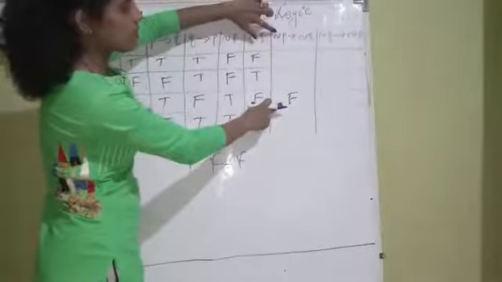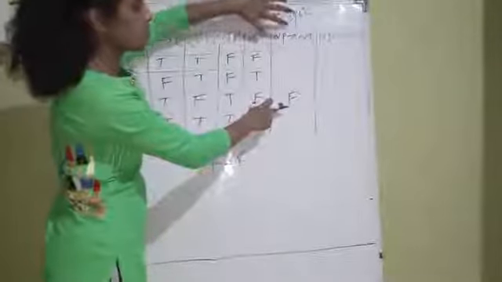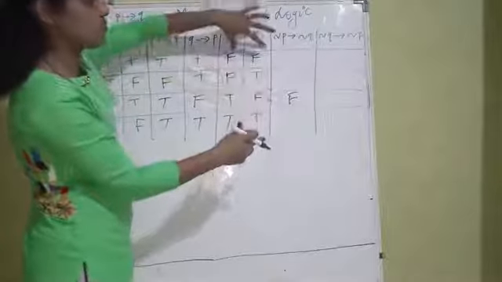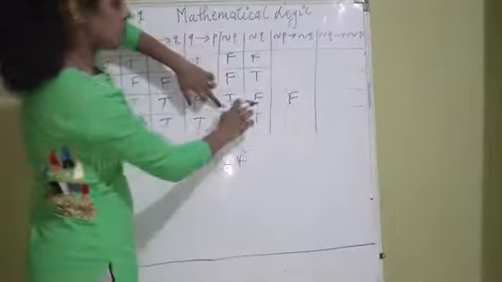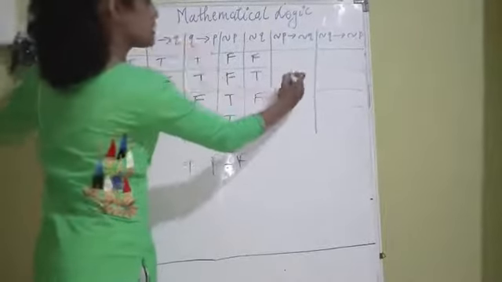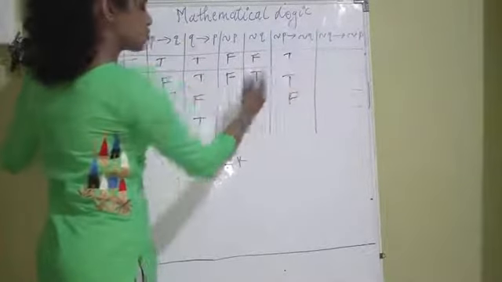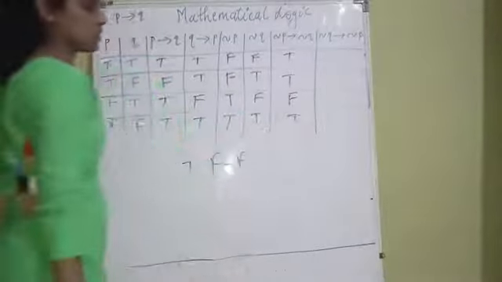So for negation of P implies negation of Q, these are the values of negation of P and negation of Q. True, false, false. Now false, true, it is true. False, false, it is true. True, true, it is true. It is okay.